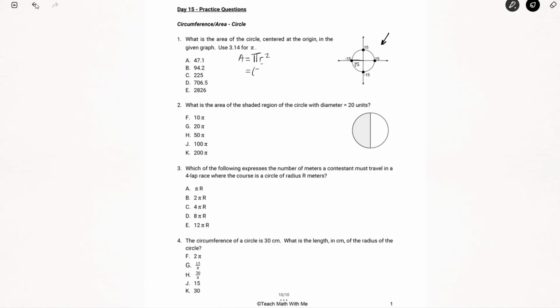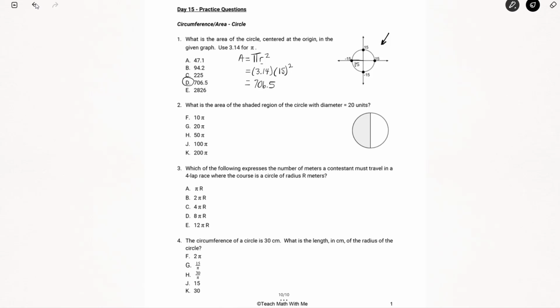So we can plug that into our formula. We're going to use 3.14 for pi, radius being 15, and we square that 15 from the formula. And when we plug that into our calculator, 15 squared is 225 times 3.14, we get a value of 706.5 for our area. And that is answer choice D.